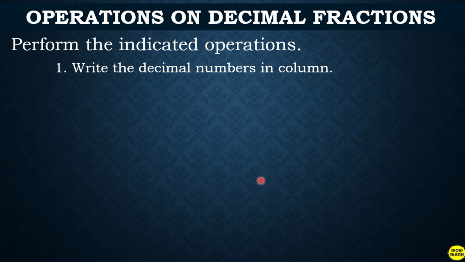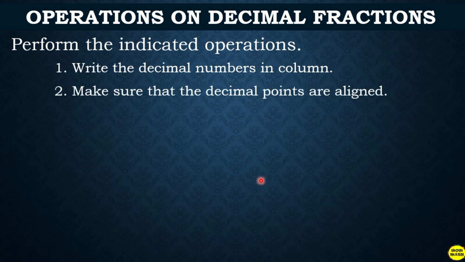So first, write the decimal numbers in column, and then make sure that the decimal points are aligned. Let's have an example. Let's have first the addition on decimal fractions. So mag-add muna tayo. Always remember the steps in adding decimal fractions. First, you have to write the decimal numbers in column. So dapat columnar siya, patayo po, vertical. And then after writing in vertical way, you have to make sure that the decimal points are aligned.